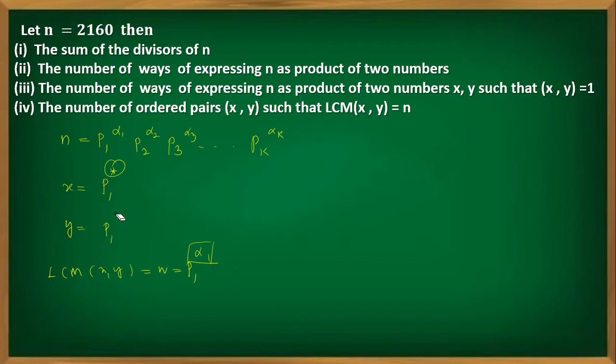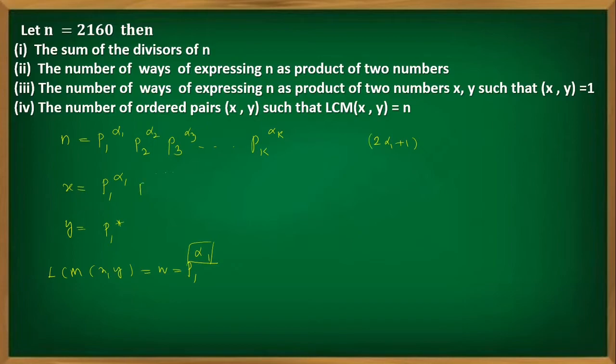So what we are doing here is, in one place we fix p1 to the power of alpha 1, and in place of the star you can take power 0, or 1, 2, 3 up to alpha 1. You can take any one of the choices. So here we have alpha 1 plus 1 choices. Similarly, whenever you fix p1 to the power of alpha 1 in the other place, you can take p1 power 0, 1, 2, 3 up to alpha 1. So again alpha 1 plus 1 choices. So totally we have 2 alpha 1 plus 1, but one is counted extra. So for p1 to the power of alpha 1, 2 alpha 1 plus 1 choices are there.